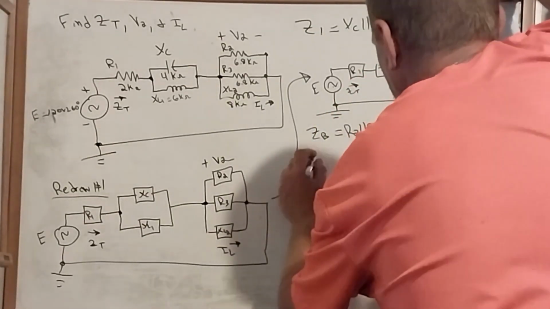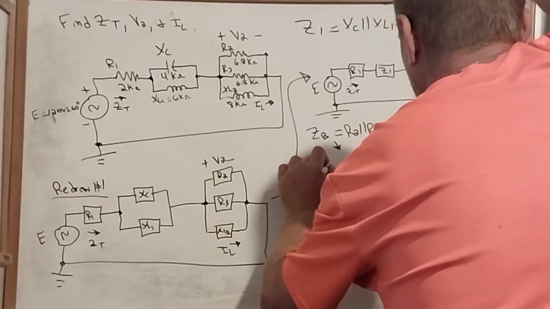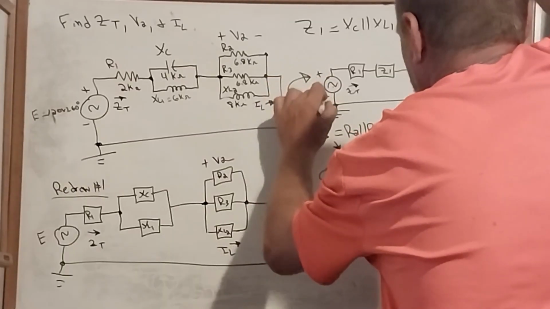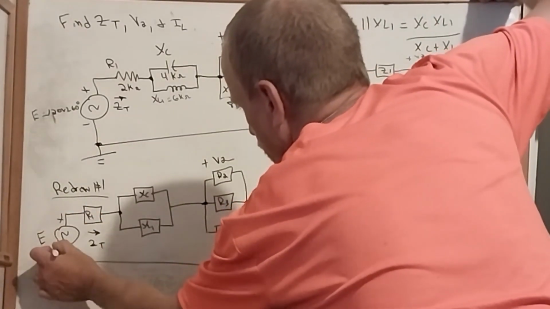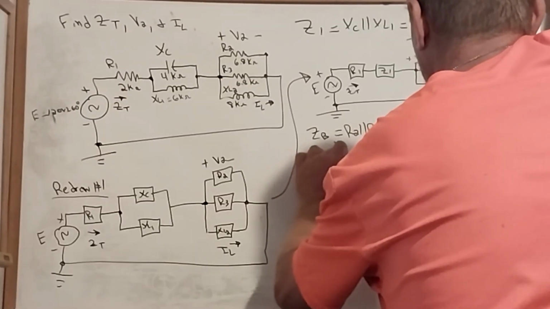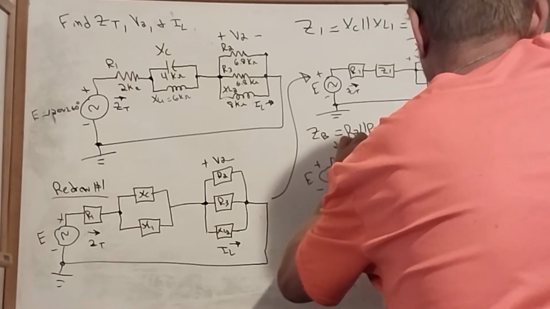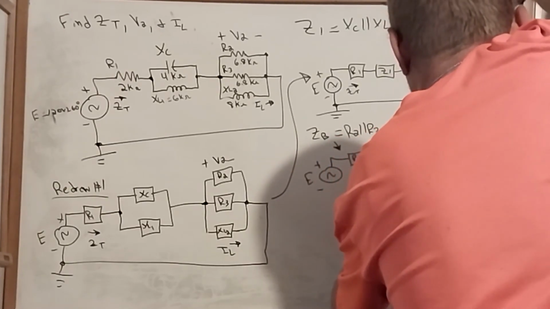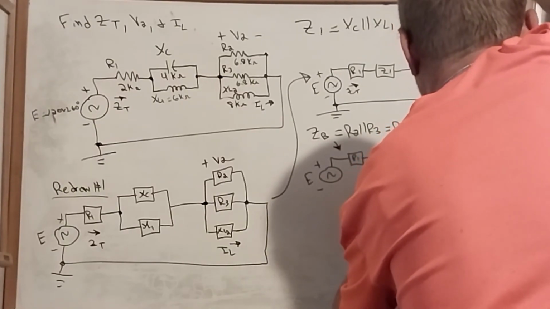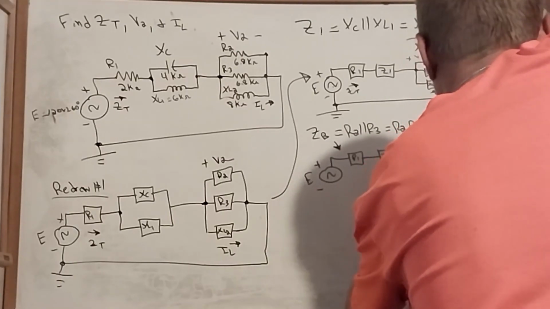So when I redraw the circuit, we end up with E here, this is positive, negative. Okay, positive, negative. And then here we have R1, Z sub 1 in series with R1, and then Z sub B. But then here we also have X sub L2.